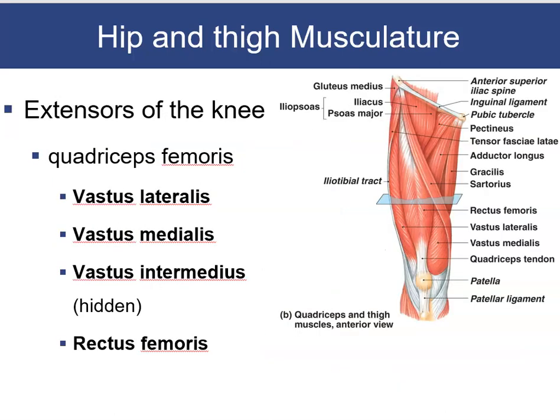The extensors of the knee are on the front or the anterior of the thigh, and these consist of the quadriceps, or also called the quads. They consist of the vastus lateralis coming down the lateral side, the vastus medialis on the medial side, the rectus femoris that is right down the center, and then the vastus intermedius, which is a deeper muscle and is hidden on this picture.